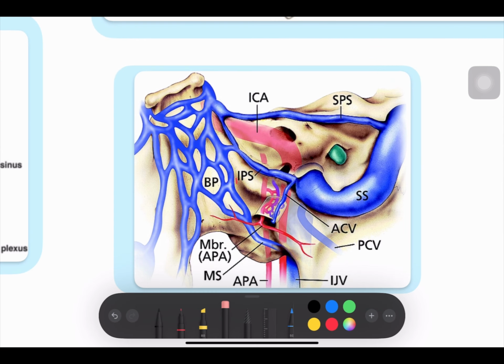This is another clear picture where we can observe the carotid artery. I'll choose green. This is the carotid artery entering the cavernous sinus. These are the cavernous sinuses on either side, and then it comes out at the anterior clinoid process.